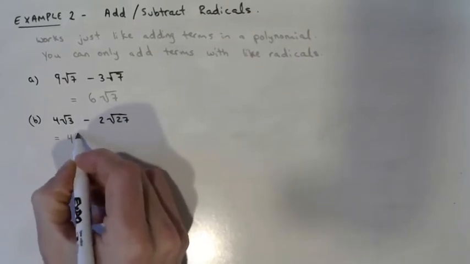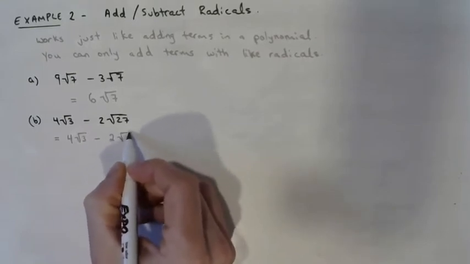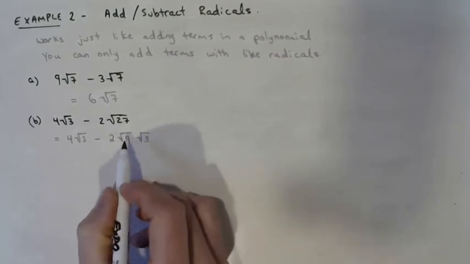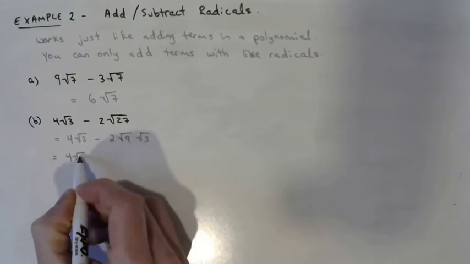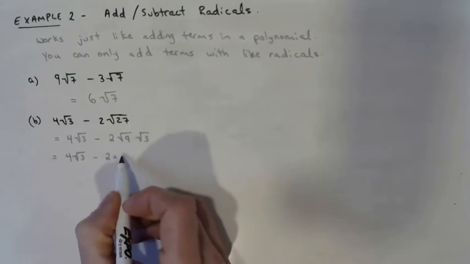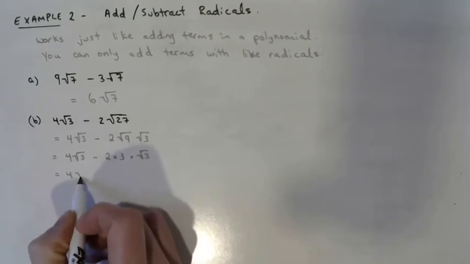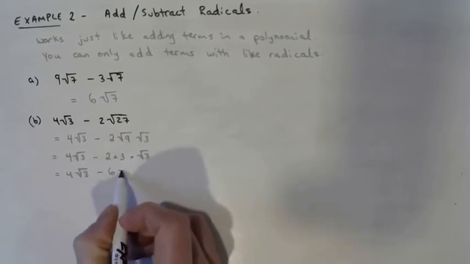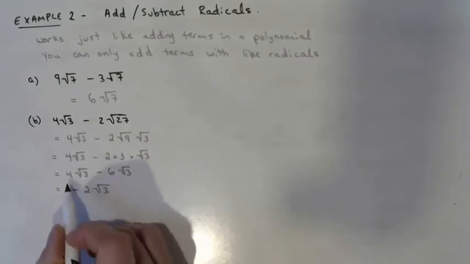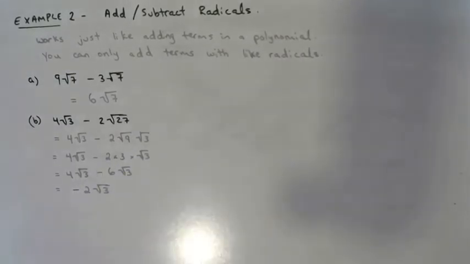First term I can't change. It's 4 radical 3. That's as simple as it's going to get. Over here I've got 2 times radical 9 times radical 3. Okay? Notice I'm starting to skip steps as we go. I'll do this in 2 more steps. 2 times radical 9 is 3 times radical 3. That leaves me with 4 radical 3 minus 6 radical 3, which is negative 2 times radical 3. Yes, you can go into the negatives when you're adding and subtracting, even when you're adding and subtracting radicals.